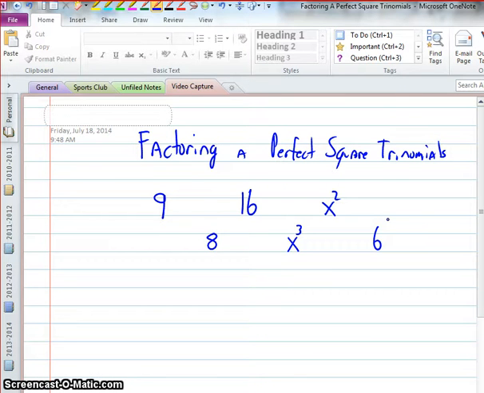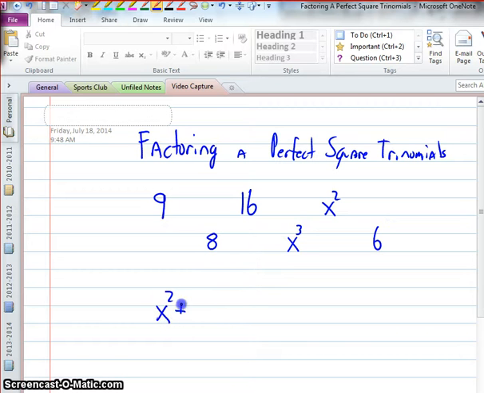And to be a perfect square trinomial, a couple things have to take place. One is that the first and the last terms of the trinomial have to be perfect squares. And the hard part is, if you take the square root of those perfect squares and multiply them together, and then double that number, it has to equal the middle term. Let me try and illustrate that.